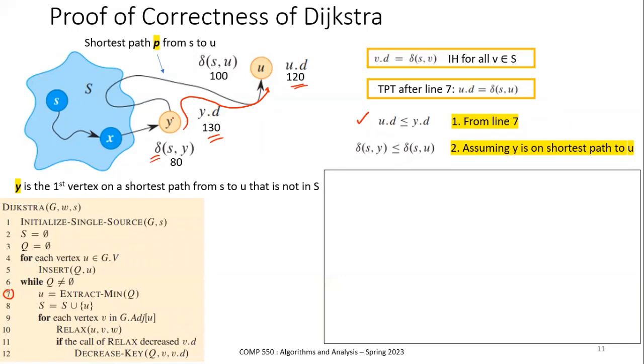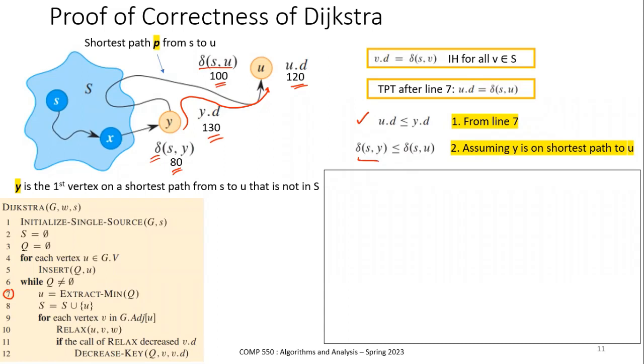Because you're going to Y, and then you're going to U, you're adding positive weights. So delta SY must be less than delta SU. I've picked a number here which corresponds to that. So 80 is now less than 100. Hopefully you can already start seeing what the possible problem is.